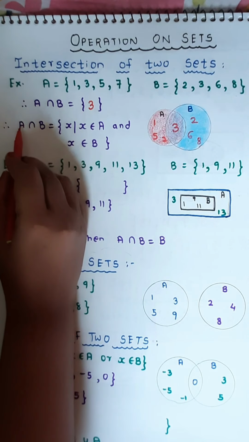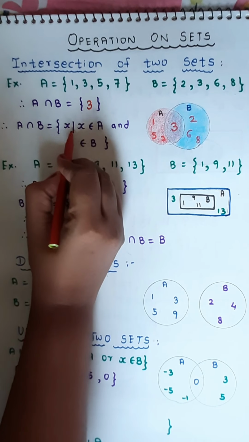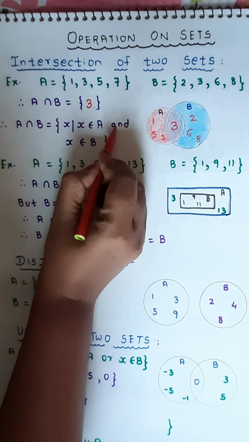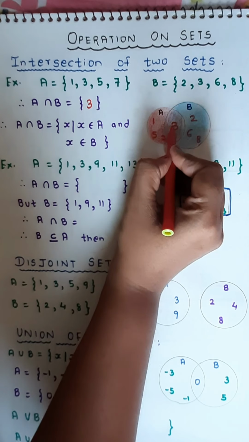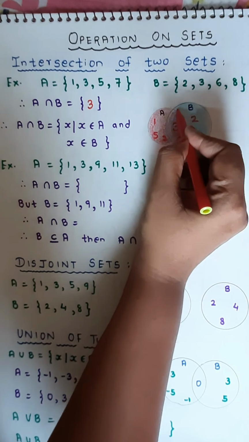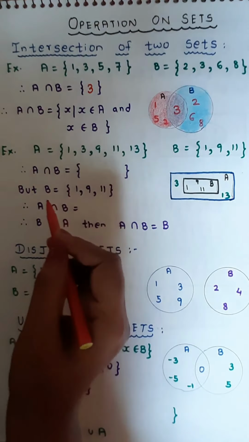The definition of A intersection B is that it is the set of all x such that x belongs to A and, very important, x belongs to B. That means this 3 does not belong to A alone. It belongs to A as well as to B. That is the definition of intersection.